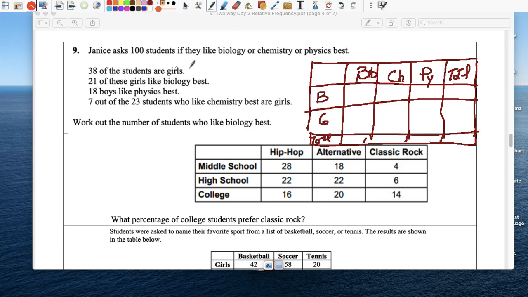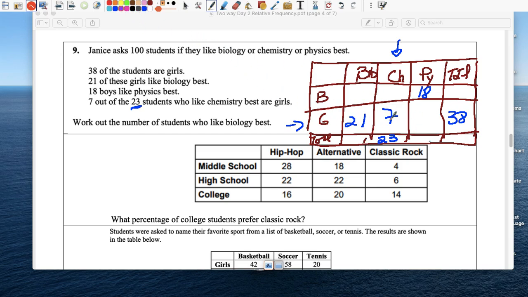38 of the students are girls, so right here in the girls, right, 38. 21 of these girls like biology best. 18 like physics. 7 out of 23. And what does the 23 represent? 23 represents the people who like chemistry, so this column right here. So 23 kids were in total, and 7 of them are girls. There. Fill in what we can, and then let's do our magic.